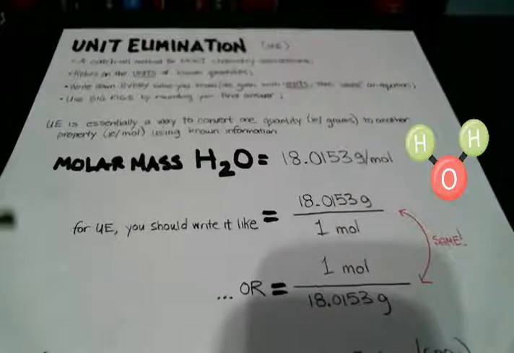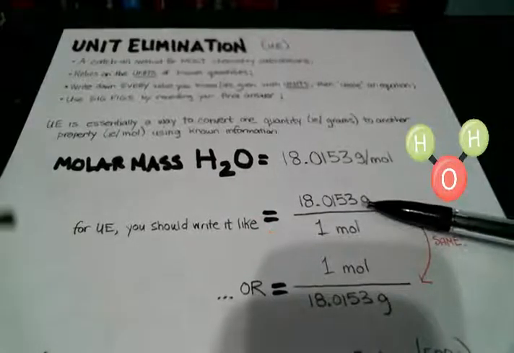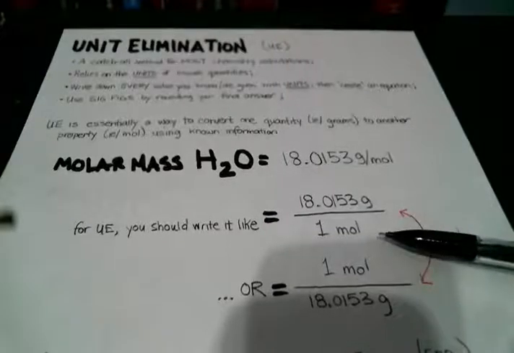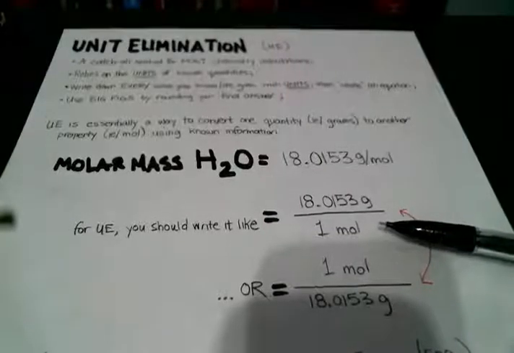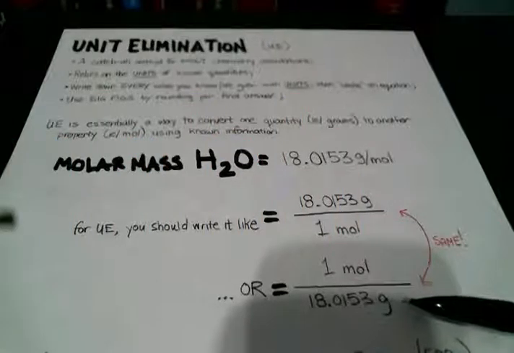Because molar mass is a ratio, we're able to just flip the fraction right over. As long as the numbers and the units go with the values that are flipping, you can have it either with the 18.0153 grams on top and the 1 mole on the bottom, or you can flip it around and put 1 mole on the top and 18.0153 grams on the bottom.